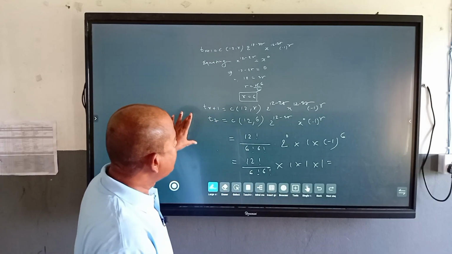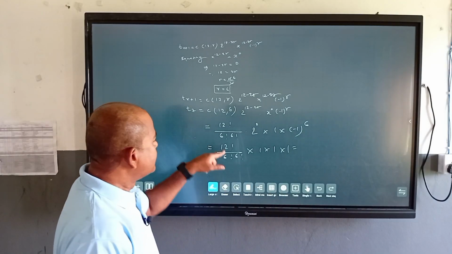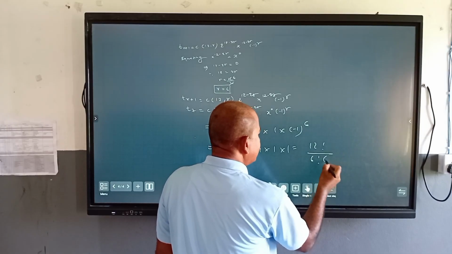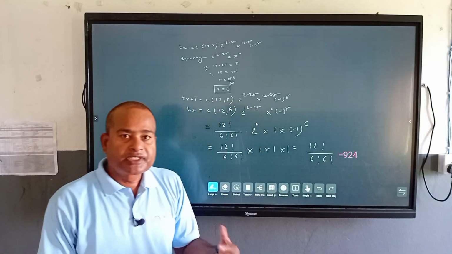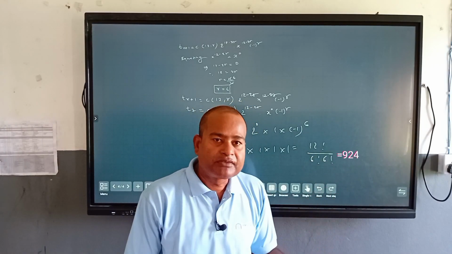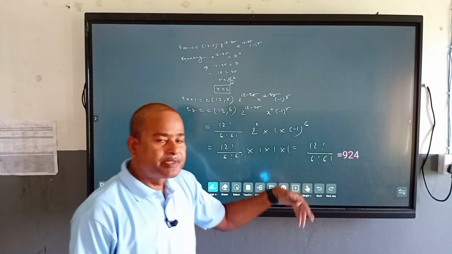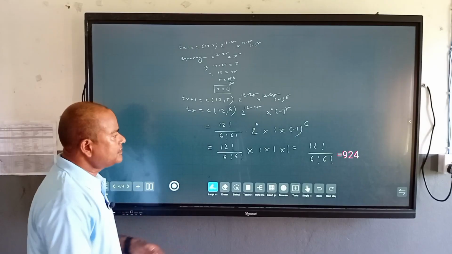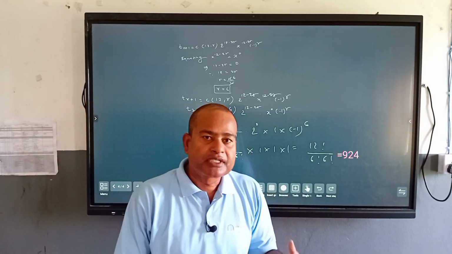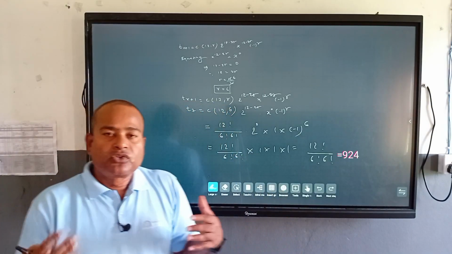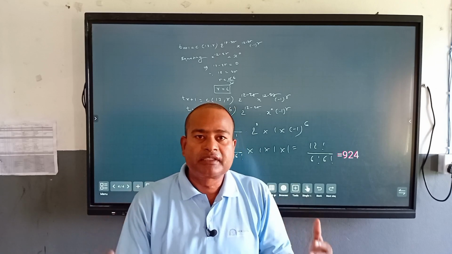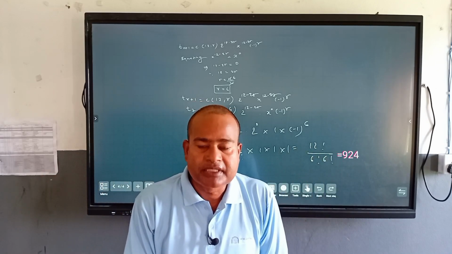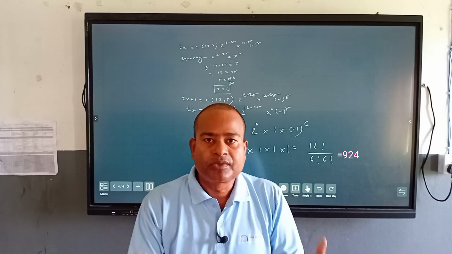So dear students, the value of T7 is 12 factorial divided by 6 factorial into 6 factorial. So by using the calculator, we can get the exact value of T7, or simply we can leave it like this. So this is the term independent of x. So dear students, I hope you have understood how to find the term independent of x of any binomial expansion by using the binomial theorem.